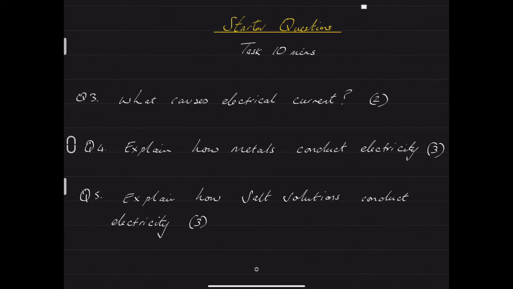Question number 4. Explain how metals conduct electricity. And this is 3 marks. So you need to look at the metallic structure and you need to think about how metals conduct electricity, and 3 marks are available here.